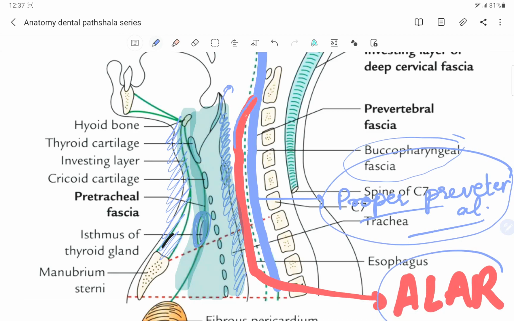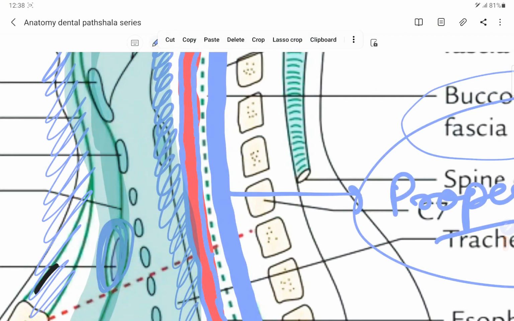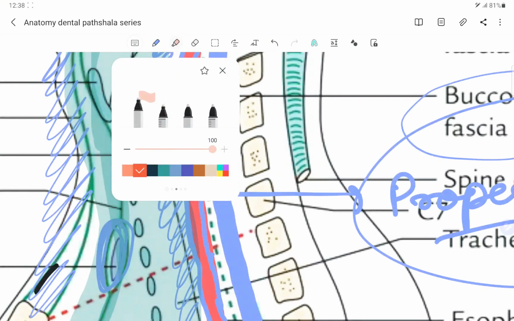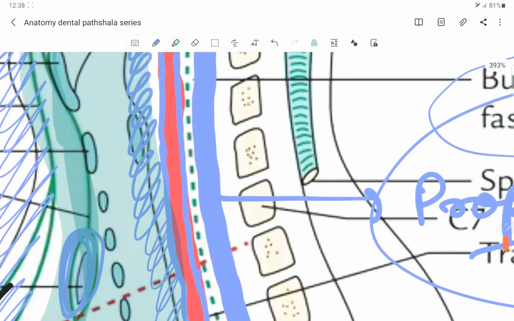The alar fascia is the one which is in front of the proper prevertebral fascia, and the space in between is called the danger space. The proper prevertebral fascia is posterior to the danger space, and anterior to the danger space we see the alar fascia, which I have made in red color. So you can see the alar fascia in the anterior, the prevertebral fascia proper in the posterior, and in between this potential space, which is known as the danger space.